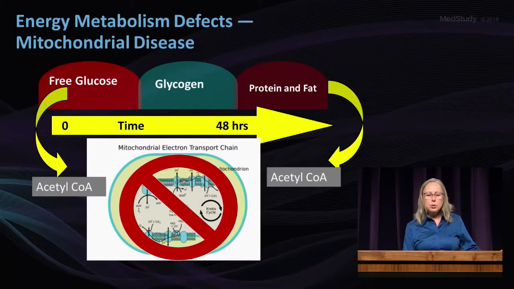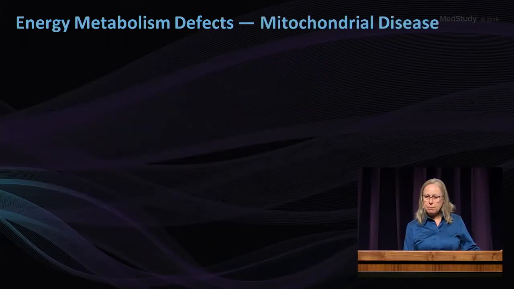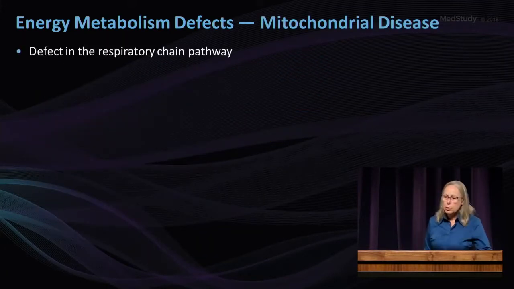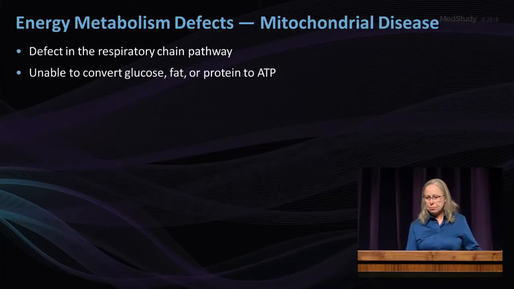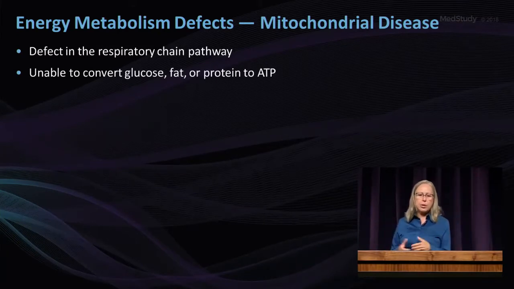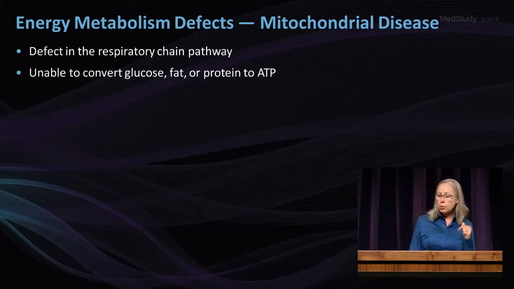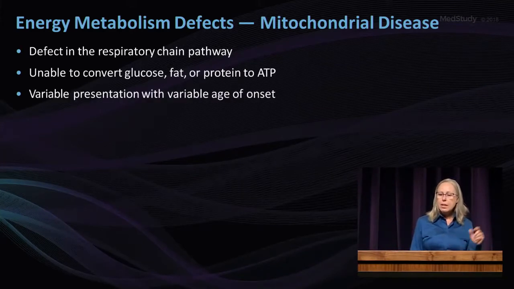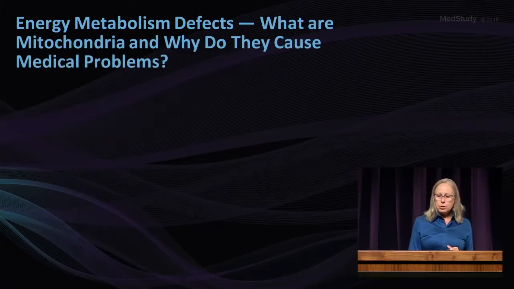All right, on to mitochondrial diseases. So there's a defect in the respiratory chain pathway. It's an end common pathway where you're unable to convert your glucose, fat, or protein to ATP. Variable presentation with variable age of onset. This is my least favorite group of disorders.